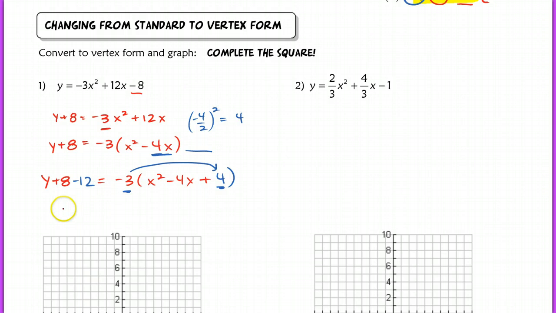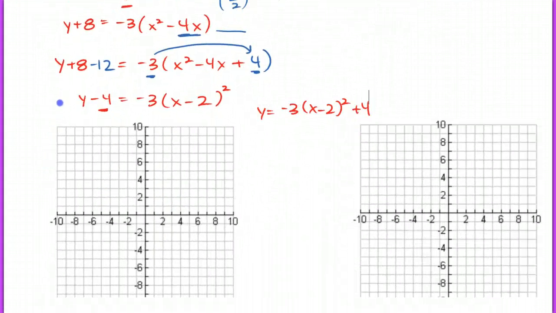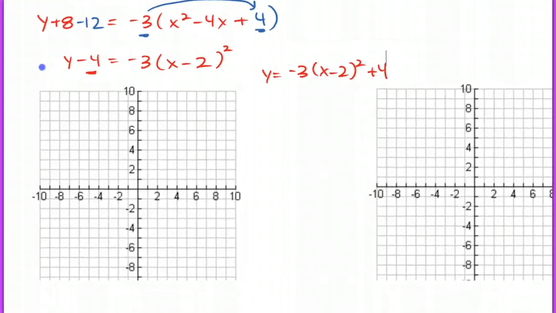Now I am left with y minus 4 equaling negative 3 times, and I'm going to factor this right hand side. I just completed the square, so I know that that square should be x minus 2 squared. And then just so that you get back into vertex form, let's add that 4 back over. So we end up with y equals negative 3 times x minus 2 squared plus 4. Now when I go to graph this, I need to first identify some characteristics of the graph.